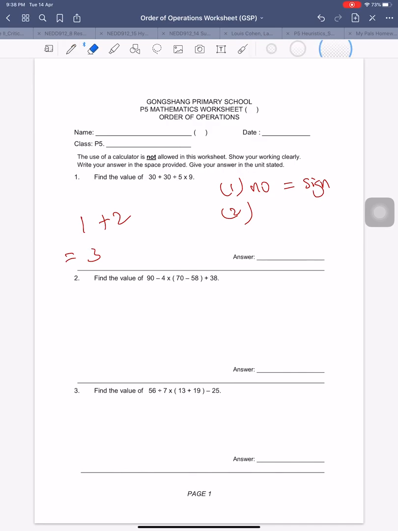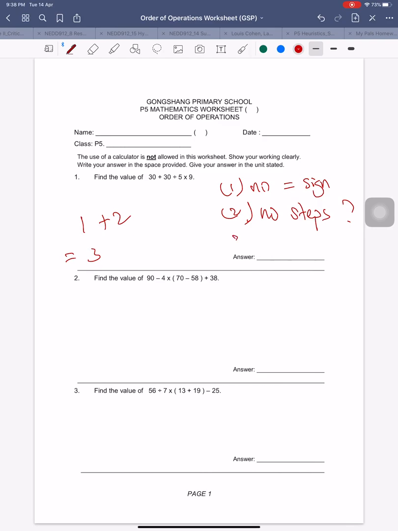Number 2, of course, some of you did not show me any steps. Now, if you do not show me any steps, I can assume that you just punch in the numbers using calculators and give me the answer. You have to show me steps in order to show me that you actually have understood the rules and you know how to carry out the order of operations.